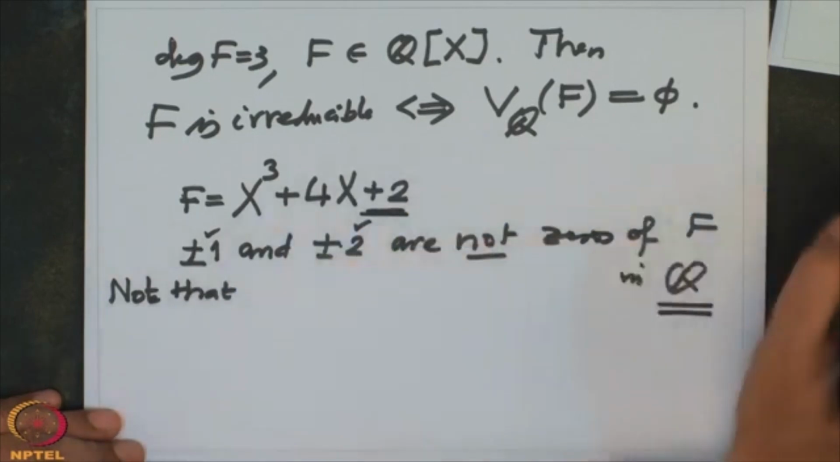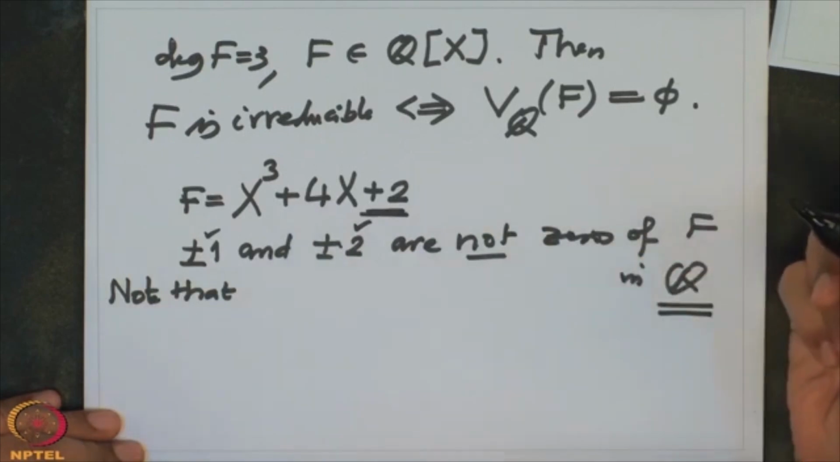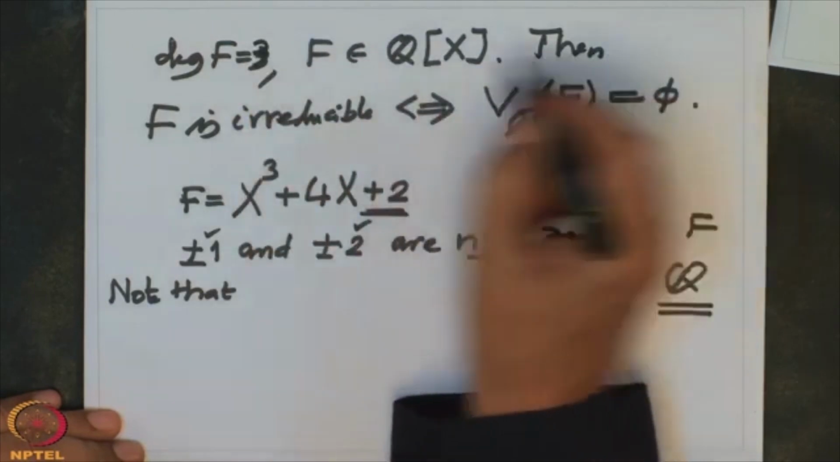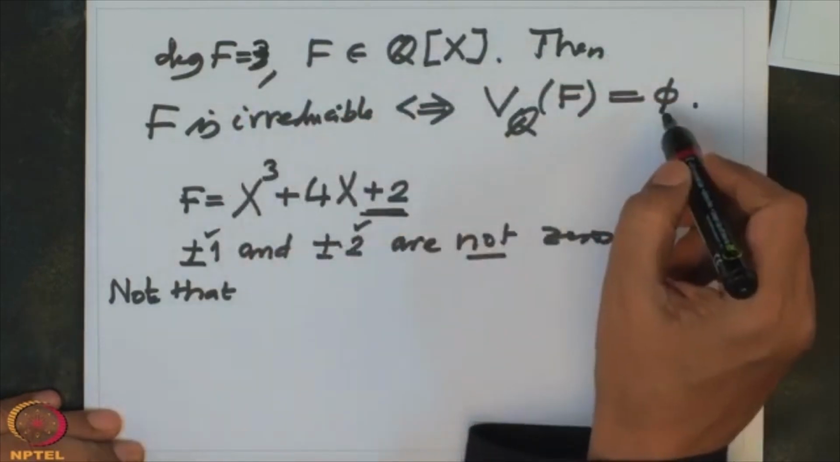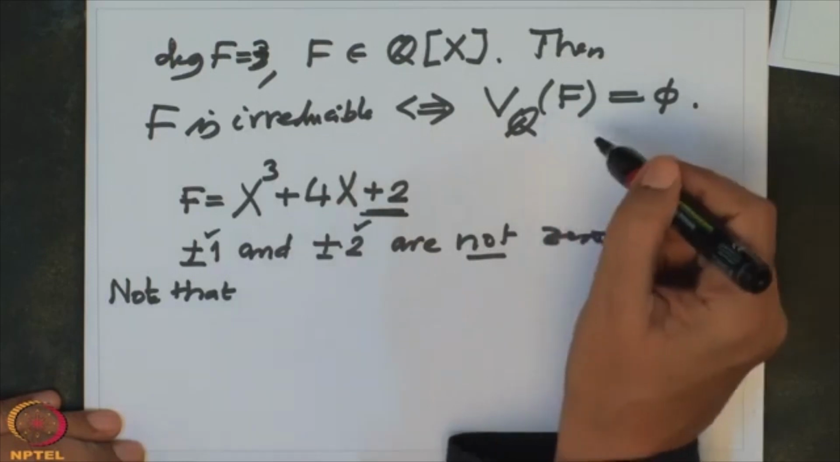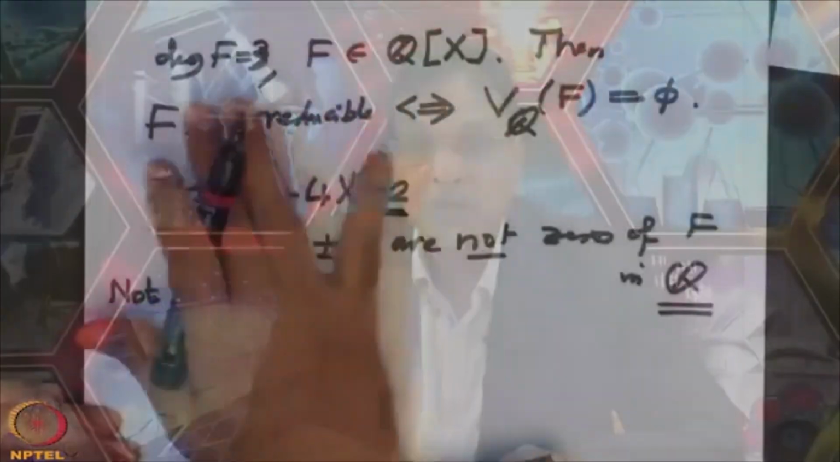This will become clear when I write a more general statement soon. And the earlier statement: if I have a degree 3 polynomial over Q, then it is irreducible if and only if it has no zero in Q. This statement is true for any field, because a degree 3 polynomial can factor over any field only as one linear factor and one quadratic factor, or three linear factors. In any case, one linear factor occurs for an arbitrary field. So this statement is for an arbitrary field.